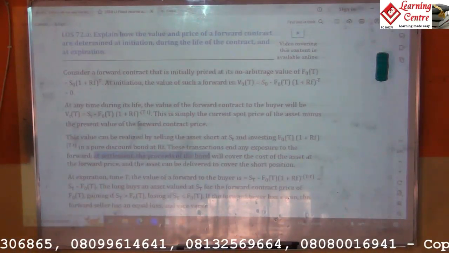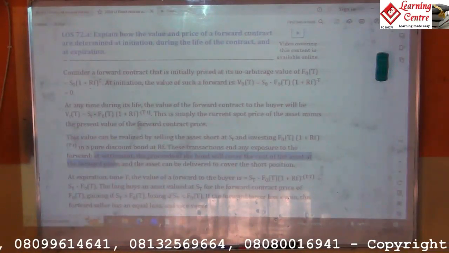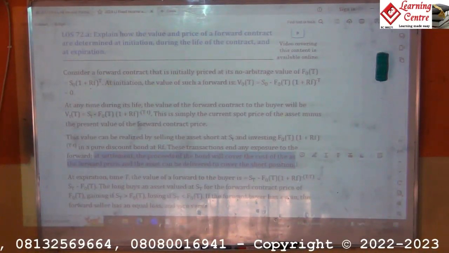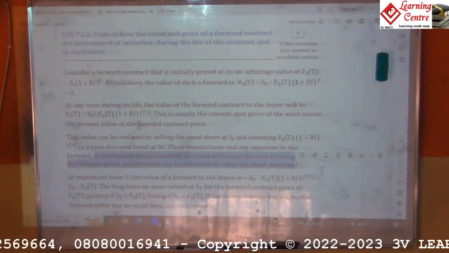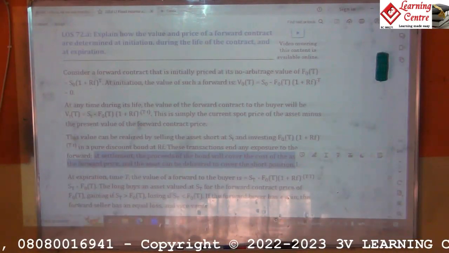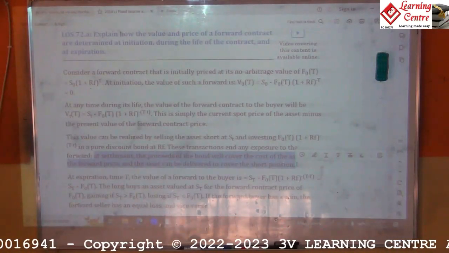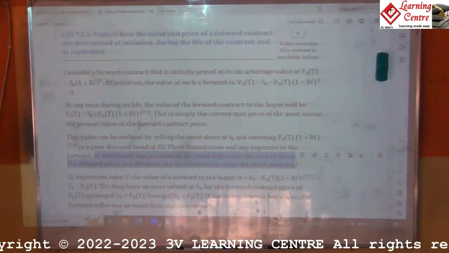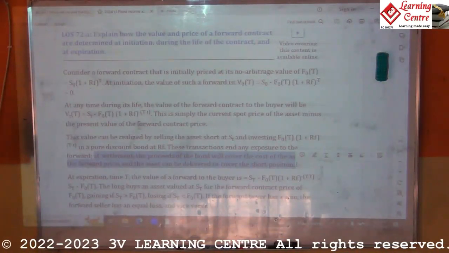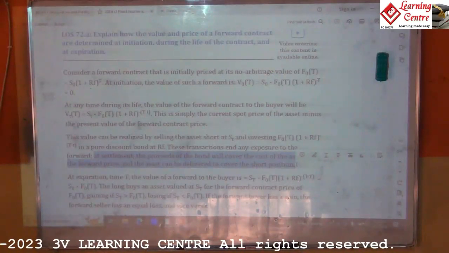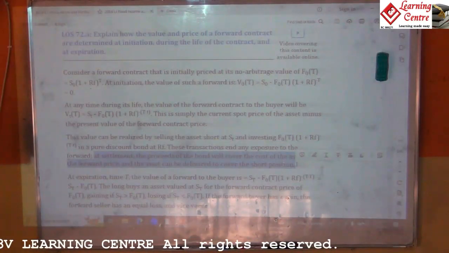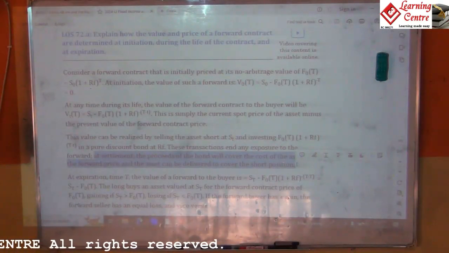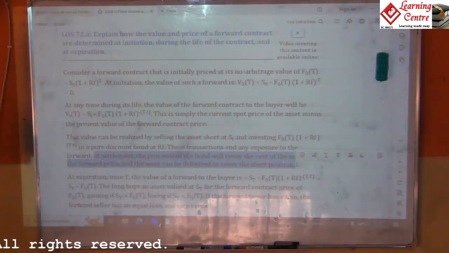At settlement, the proceeds of the bond will cover the cost of the assets at the forward price, and the assets can be delivered to cover the short position. The whole story is that the forward contract says we are going to do a transaction in 3 months' time based on a particular price. Because I know where this price is going to land in 3 months' time, I can go today and get a loan, invest in a bond or a share, get the money from it, and use it to pay what I want to pay in 3 months' time.